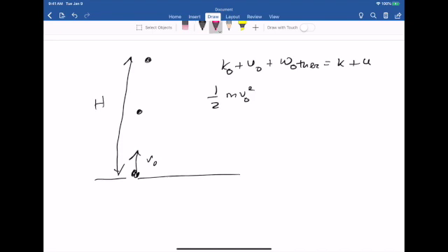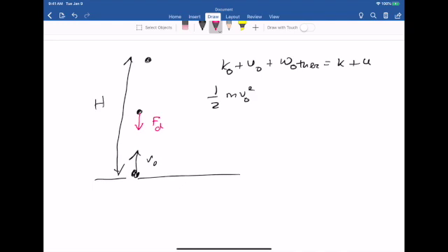Friction or air resistance will never aid the motion. So they're always going to be directed opposite the direction of the velocity. So the air resistance force Fd will be in the downward direction on the way up, and on the way down, it's going to be in the upward direction. So friction will always oppose the velocity, oppose the motion, so it will always be directed opposite to the velocity.